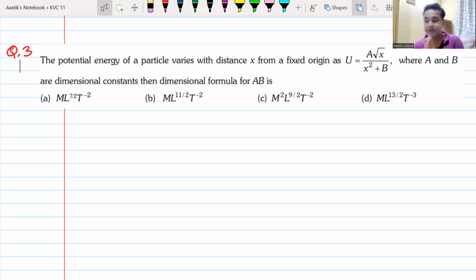So remember, this is how questions are framed. They may not ask you the dimension of A and B separately. They might ask you multiplication, division, subtraction, whatever. Subtraction, no point. And I wait for your answers for this one.